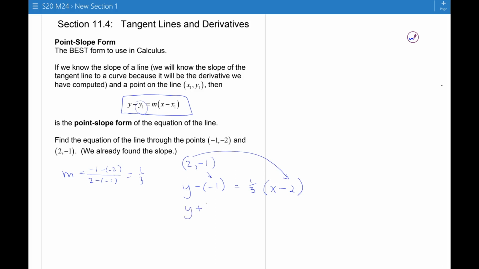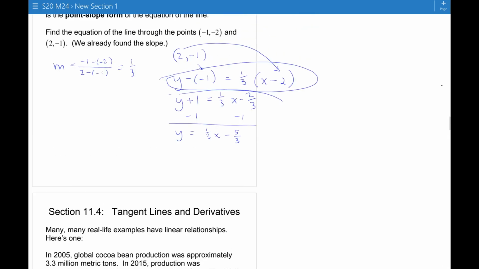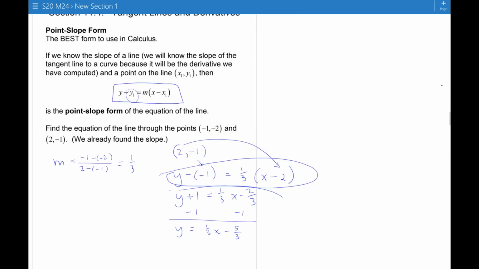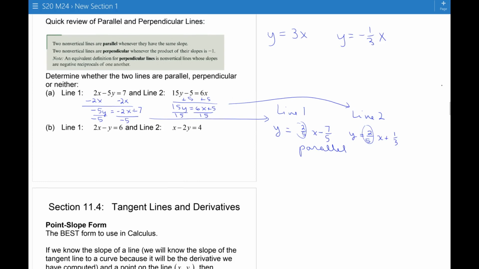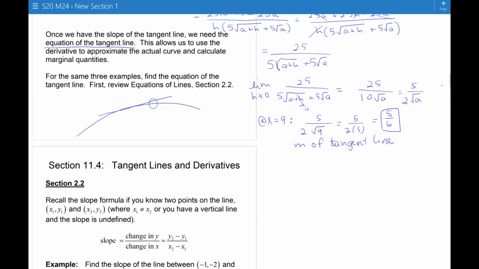You can easily switch it to the slope-intercept form if you like it better that way. And you'd get y equals 1/3 x minus 5/3. But this form of the equation of a line is an equation of a line. And so if that's what you're asked for, you're done when you get to that point. So let's look back at these lines that we found slopes for.